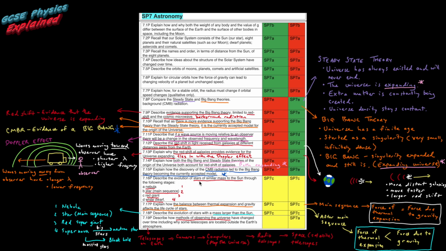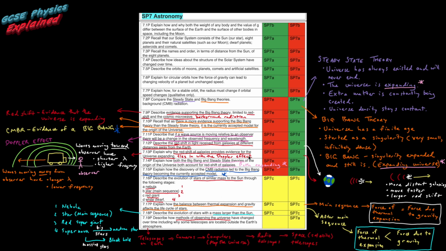Describe the evolution of stars of similar mass to the Sun through the following stages. So first of all, there will be a nebula, which is a big dusty cloud of gas in the universe, the remains of a previously exploded supernova probably. Then it will turn into a star, which is the main sequence. Then you'll have a red giant, and then you'll have a white dwarf. I've got a lovely little video about that on my YouTube channel. It is, however, only worth 1 mark-ish because it's yellow.